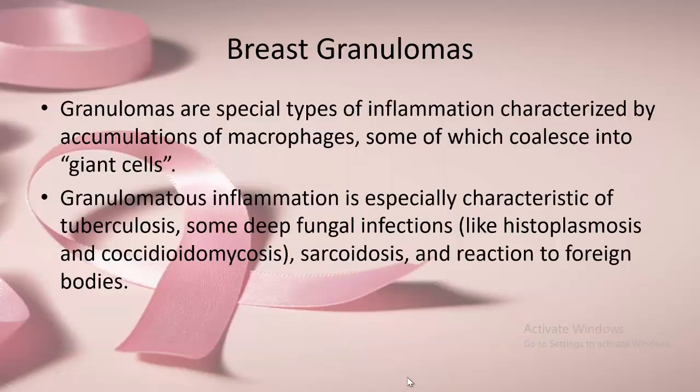Breast granulomas are also a special type of inflammation characterized by accumulation of macrophages, and in some of them you find giant cells. Granulomatous inflammation is usually characteristic of TB and fungal infections like histoplasmosis and coccidioidomycosis. Sarcoidosis may also affect the breast, as may reaction to a foreign body, and this is very important in cases of breast implants. Sometimes we have a granuloma reaction to the implant present.